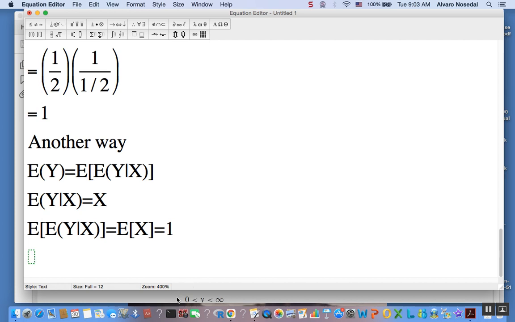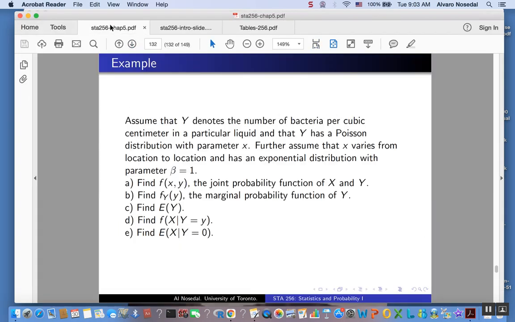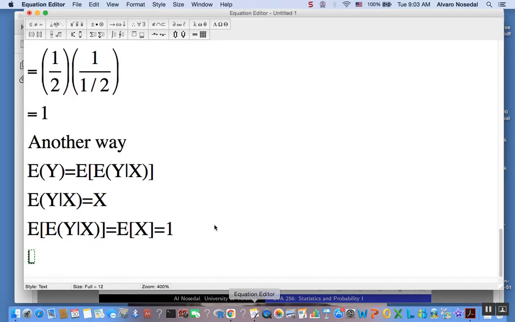Okay, let's finish this problem. We have parts D and E. So now what we want is to find the conditional distribution of x given y. Okay, so here we go. Conditional distribution of x given y, right? So that's what we want here.